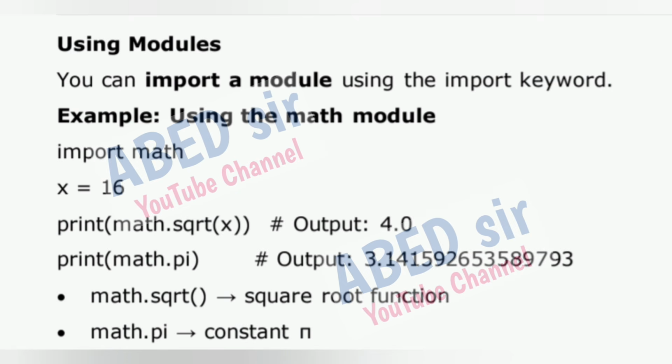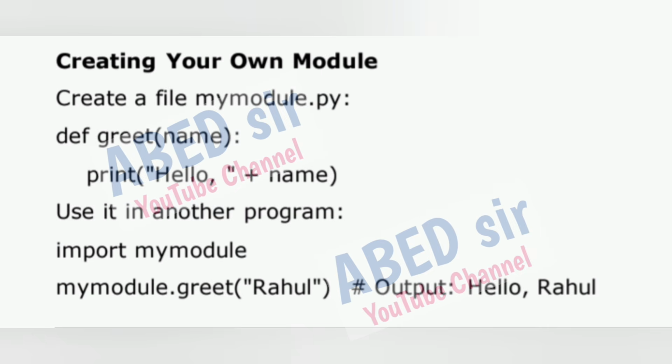Using modules. You can import a module using the import keyword. Example: using the math module. import math, x = 16. print(math.sqrt(x)) gives output 4.0. print(math.pi) gives output 3.14. math.sqrt is the square root function. math.pi is the constant pi.